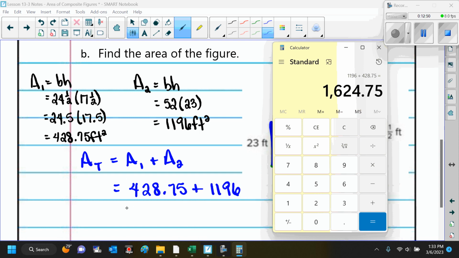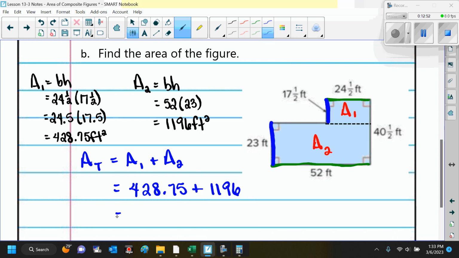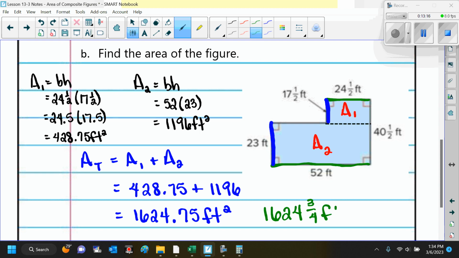So it's 1,624 and 75 hundredths feet squared. Okay, and then of course, if they asked you to write your answer in fraction form, that would be 1,624 and 3/4, because we know 0.75 is 3/4 feet squared.